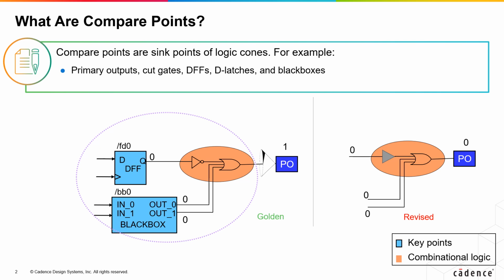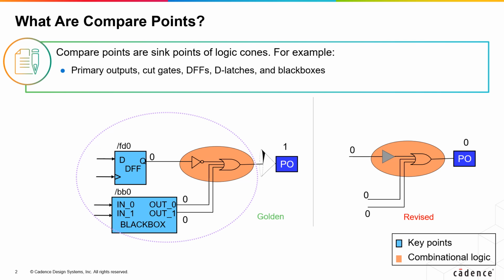Then, we do the same on the revised side. If the results at PO on both golden and revised match, then these compare points are considered equivalent. The tool tries to provide the minimum necessary and sufficient vectors at each compare point to prove that the two compare points are not equivalent.